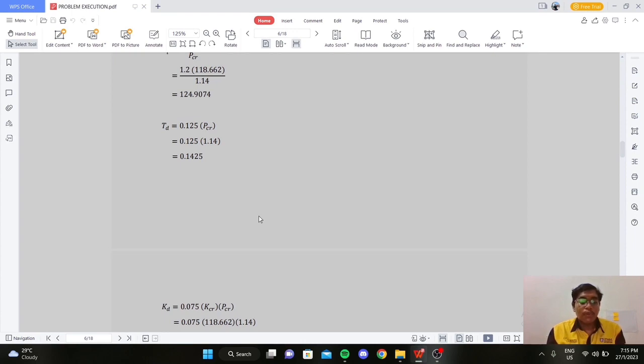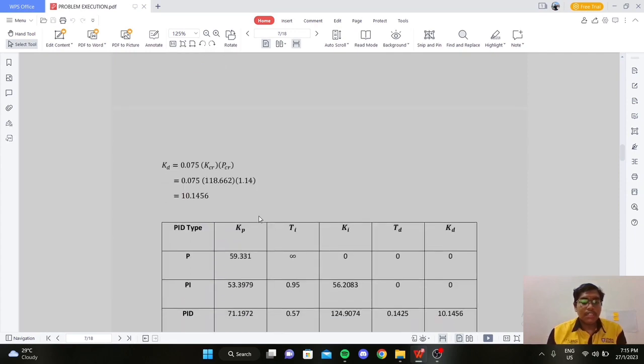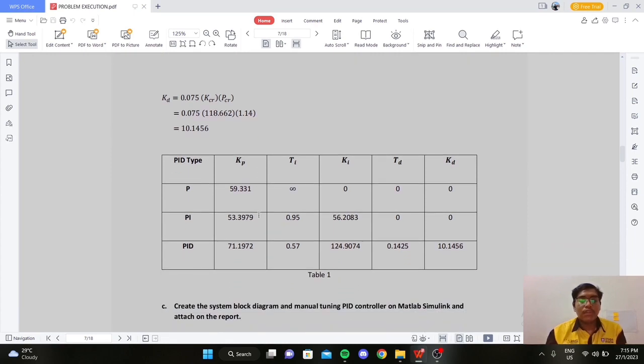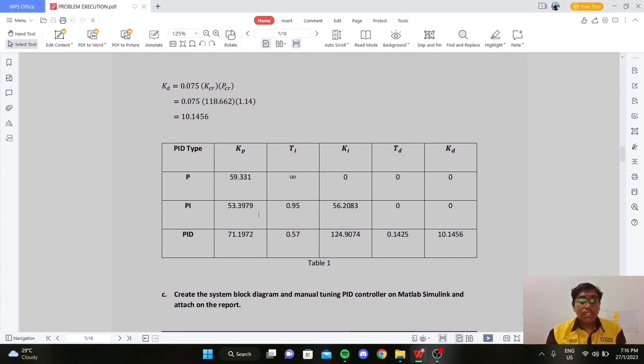And for Td, the formula used is 0.125 times PCR, which we will get the Td for the PID is 0.1425. Okay, so lastly for PID, we have to find the Kd value. To find the value of Kd, the formula is 0.075 times KCR times PCR. So we will get the value of Kd, which is 10.1456. So based on the values that we get, we can put into table 1 the values of Kp, Ti, Ki, Td, and Kd for the three types, which are P, PI, and PID. Okay, so that's all for B.